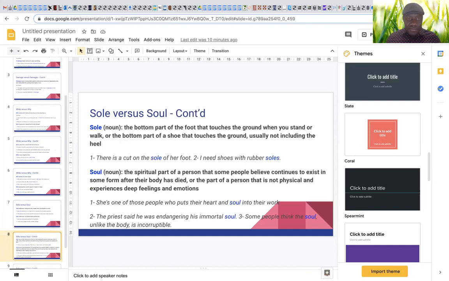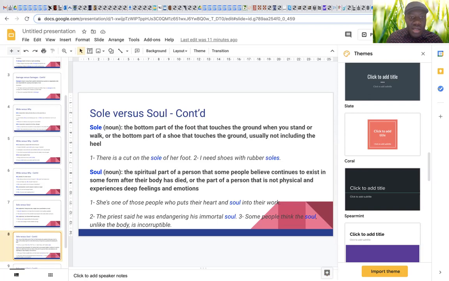Now we have sole as a noun, still S-O-L-E. As a noun, it would mean the bottom part of the foot that touches the ground when you stand or walk, or the bottom part of a shoe that touches the ground, usually not including the heel.